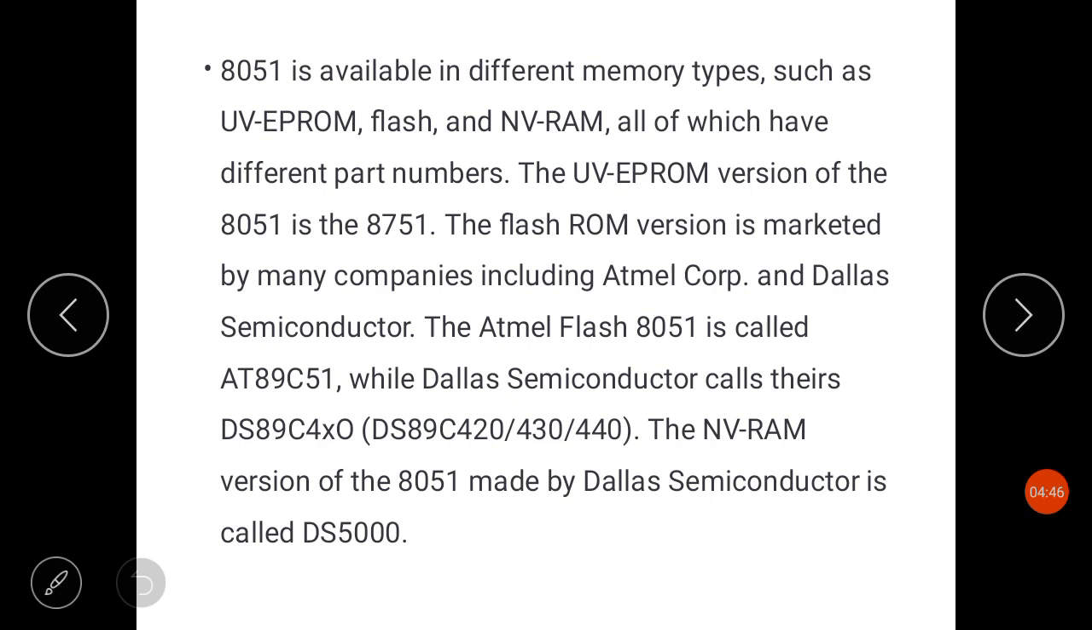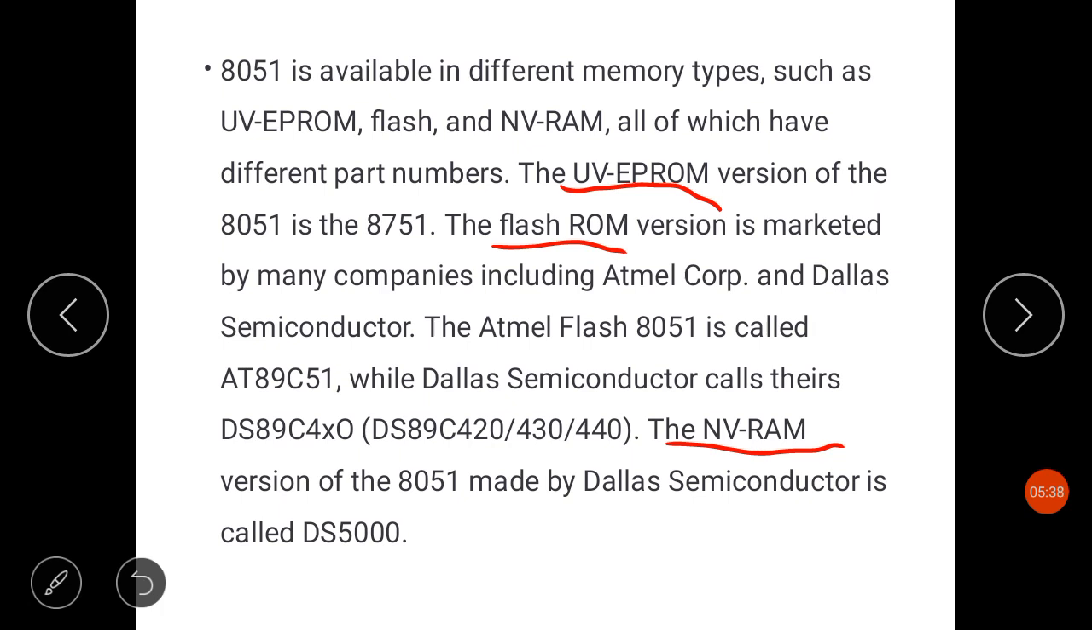Although the 8051 is the most popular member of the 8051 family, you will not see 8051 in the part number. This is because the 8051 is available in different memory types such as UV EEPROM, flash ROM, and NVRAM, all of which have their own part numbers. Depending upon the memory the 8051 is using, the part number is different.